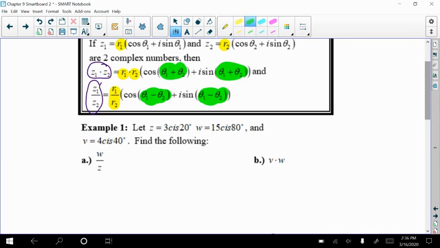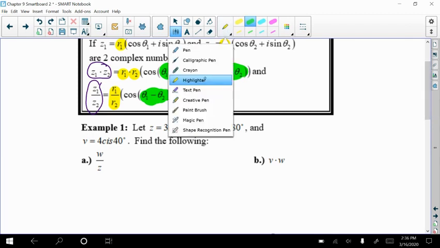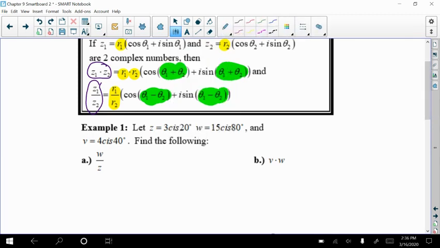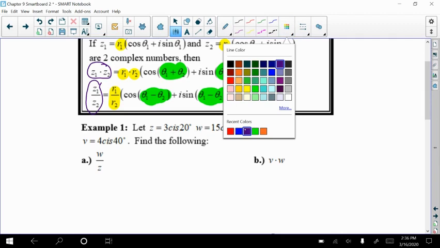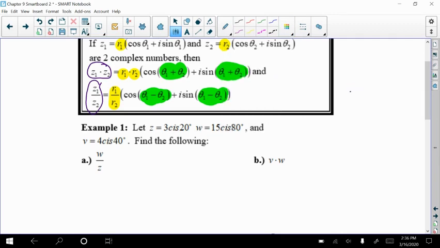Okay, so for this first example, there are lots of fun little parts. Again, not too hard once you start following along. If you wanted to watch one or two of the examples and then pause the video and work out the rest on your own and then check it, that's fine too. Right here it says do W divided by Z. So I write that as 15 cis 80, and I divide that by Z, which is 3 cis 20.